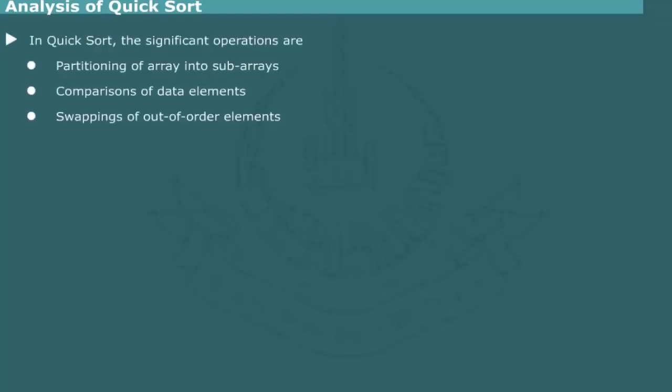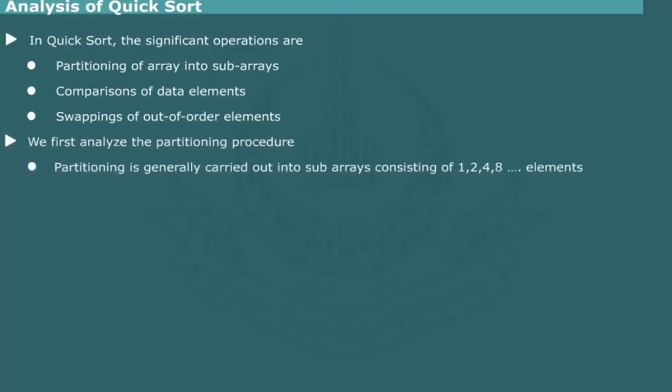Analysis of quicksort. As we have seen in the implementation of quicksort, the significant operations are partitioning of array into smaller arrays, comparisons of elements with pivot, and swapping of elements during scanning of the array. In order to determine the running time, we investigate the total amount of these operations. Let us first consider the number of partitions.